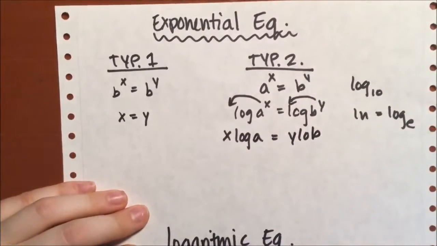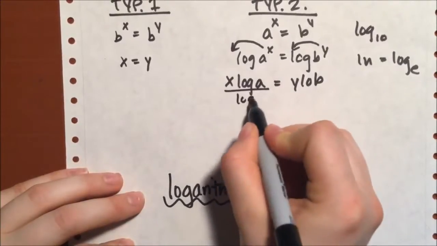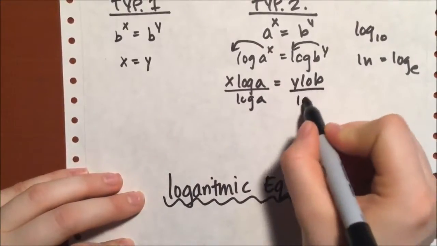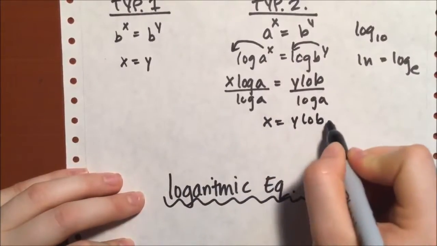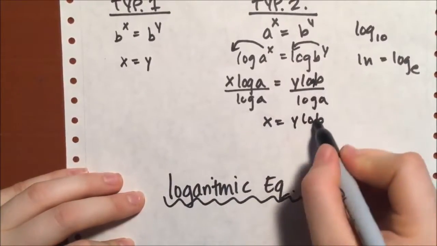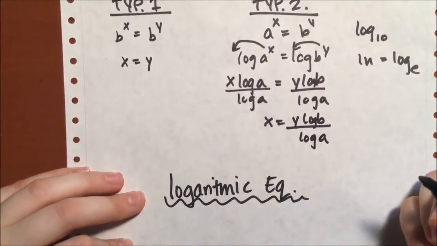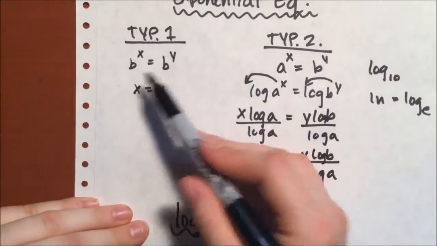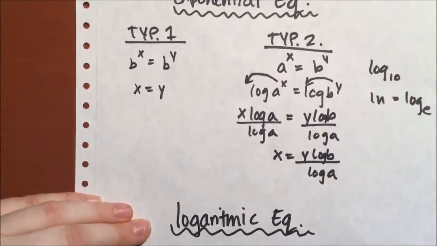And then what you can do is solve for your variable, because now your variable is down with everyone else. And you could divide and do other things to get your variable by itself. And voila, you're done. So that's type 1, bases can be matched. Type 2, bases can't be matched, you have to use logs.